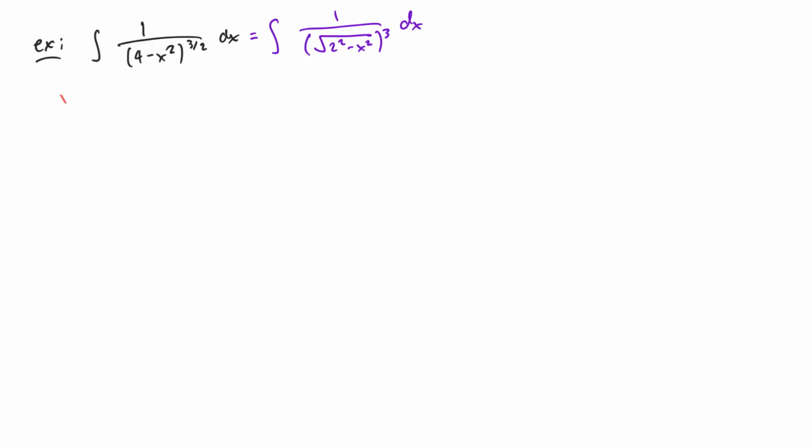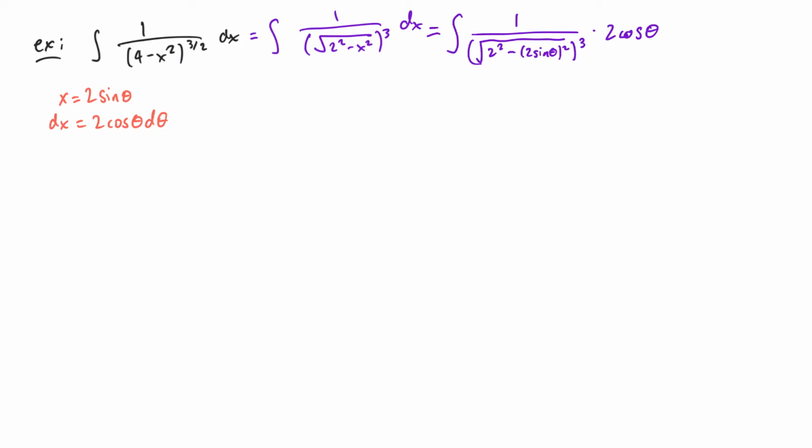In this case, we're going to let x equals 2 times sine theta, so dx is 2 cosine theta d theta. When we make this substitution, we get the integral of 1 over (square root of 2 squared minus (2 sine theta) squared), all raised to the third power, times 2 cosine theta d theta. Let's try to simplify this expression.